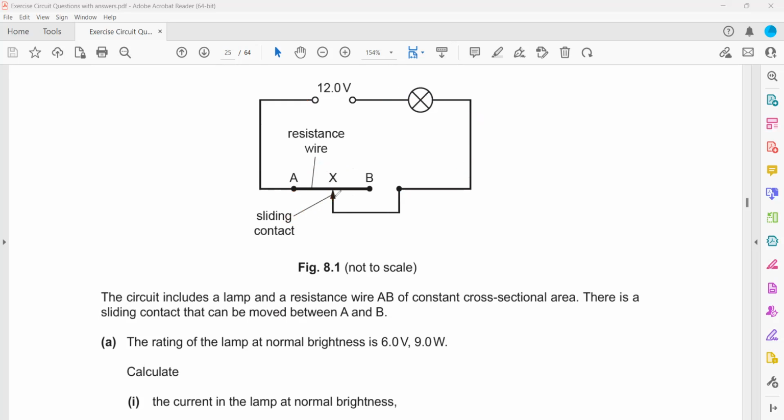But now what we did, we moved the sliding contact from X to B. So when we move the sliding contact from X to B, the length of the wire which we are using has increased, because first from A to X it was low resistance, but from A to B that resistance is 5 ohm. That is more resistance. As a result, when the resistance increases, there is more voltage across this wire, out of 12 maybe it will have 8 volts. So the remaining 4 volts will be across the lamp, so the brightness of the lamp decreases. Is it clear?